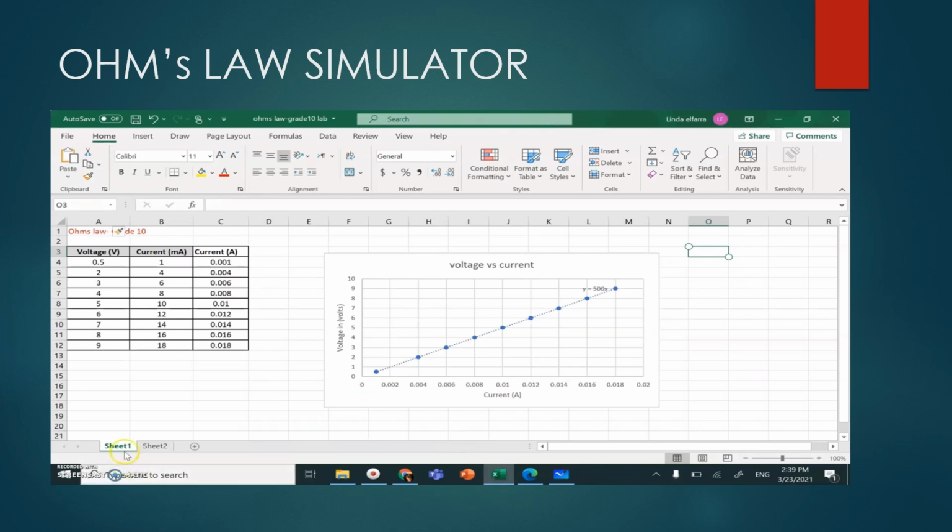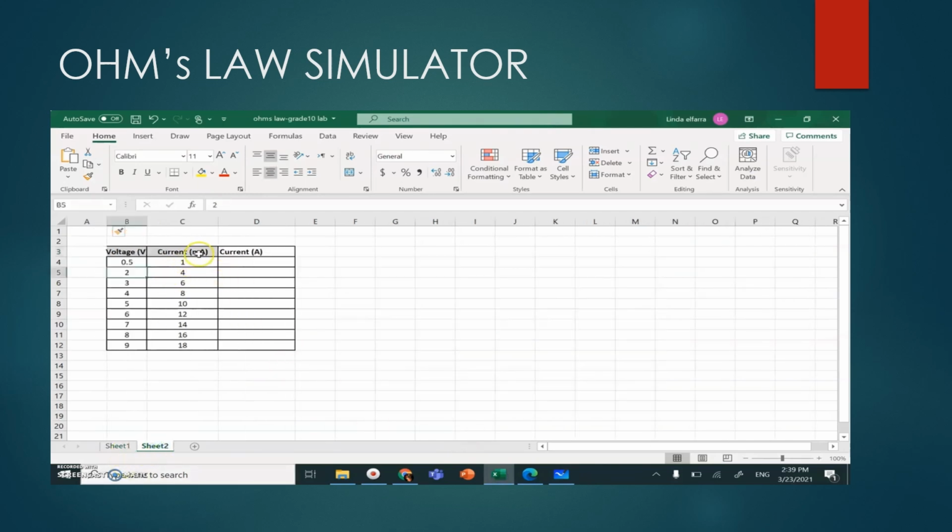Second step, I need to convert from milliamp to amp, so divide by 1000. I'm going to write equal, go to the 1 amp, put the mouse on it, forward slash 1000, divided by 1000, hit enter. Go back to the same cell. You see this point at the right corner of the cell. Put the mouse on it till the mouse becomes like a plus sign, and then drag all the values down. Now I need to draw a relation between volt and current.